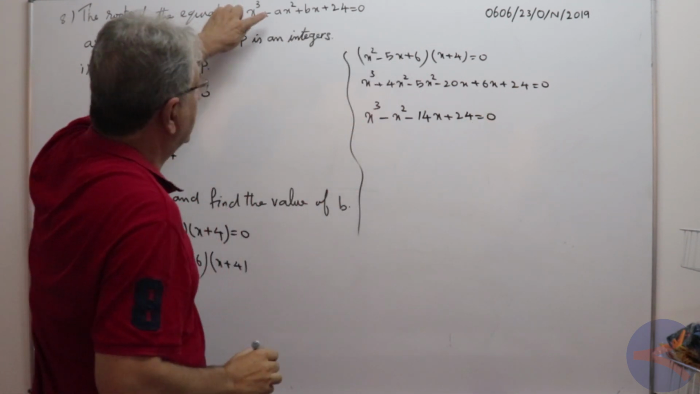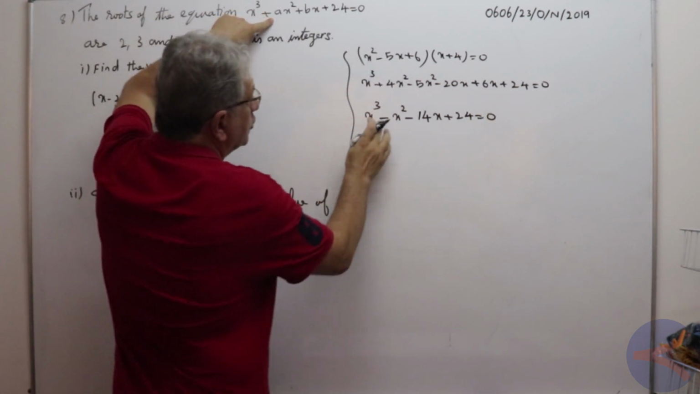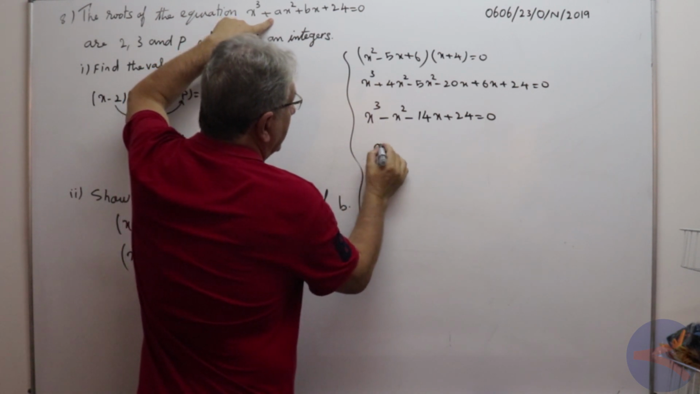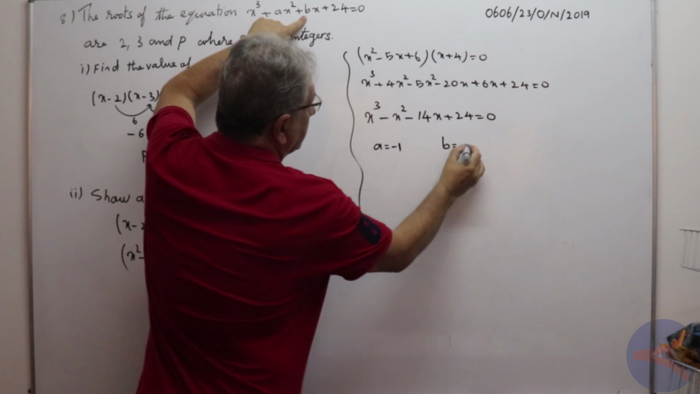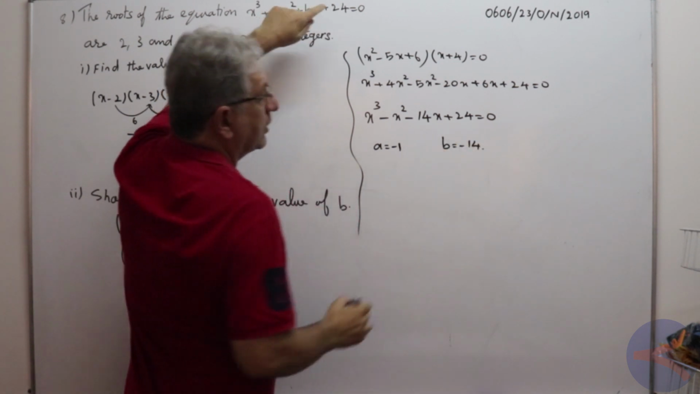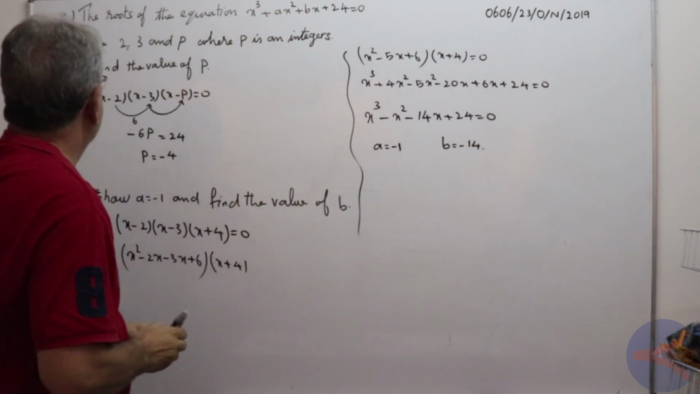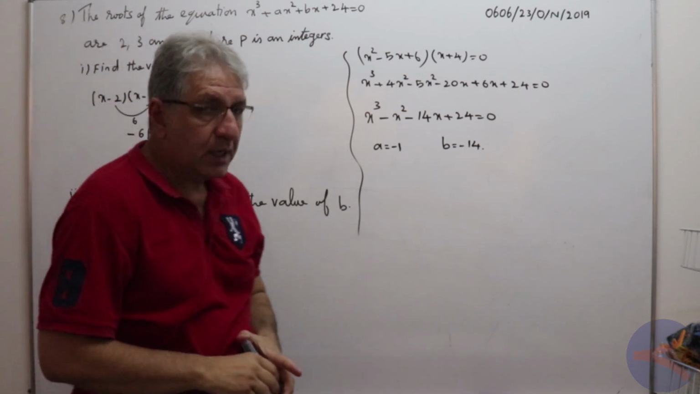Now look here: a should be negative 1, and b should be negative 14. So we got the values of a and b. This is question 8.